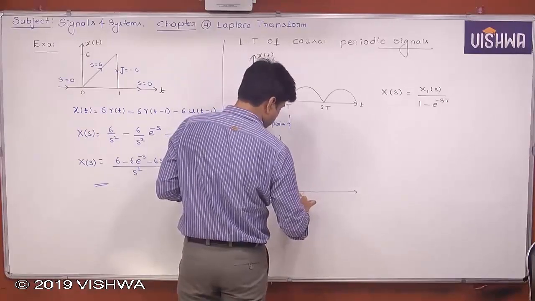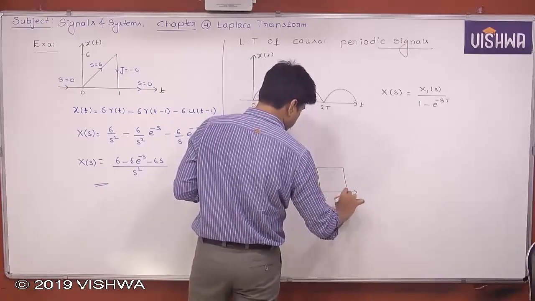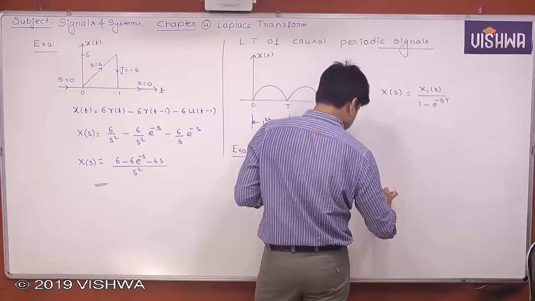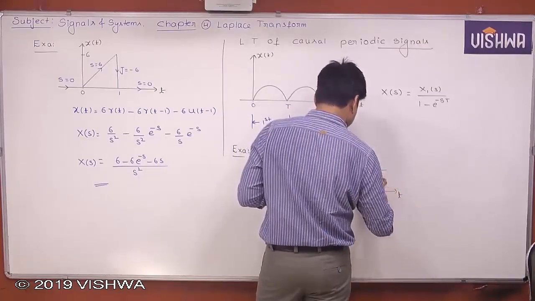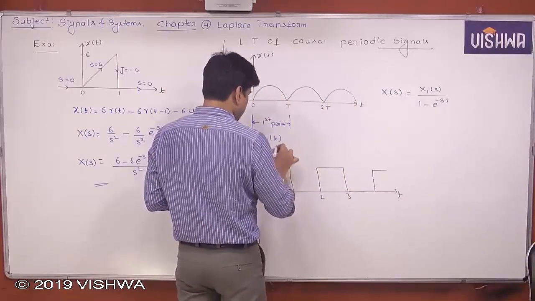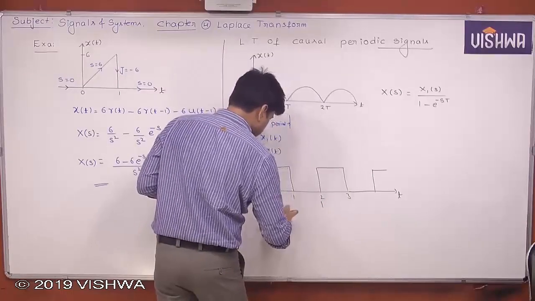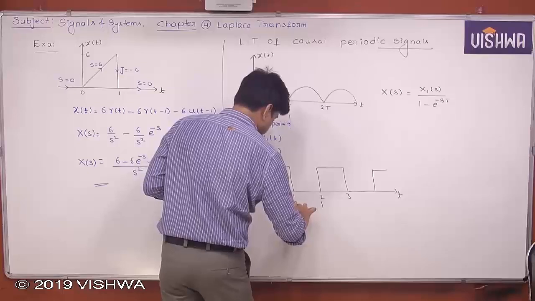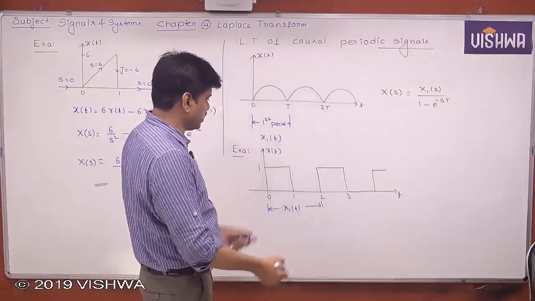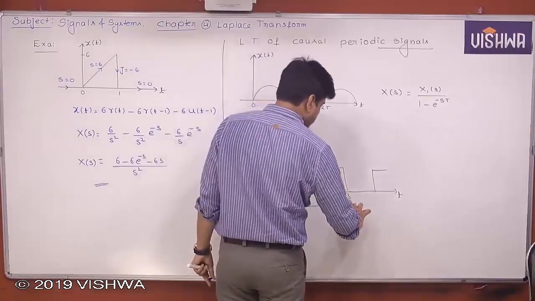Zero, 1, 2, 3, like this, 1. This is x of t. The signal we have in the first period is this one up to this point. This is x1 of t. If I can find x1 of s, then from that we can directly get x of s. So what is the period here? T is equal to 2.